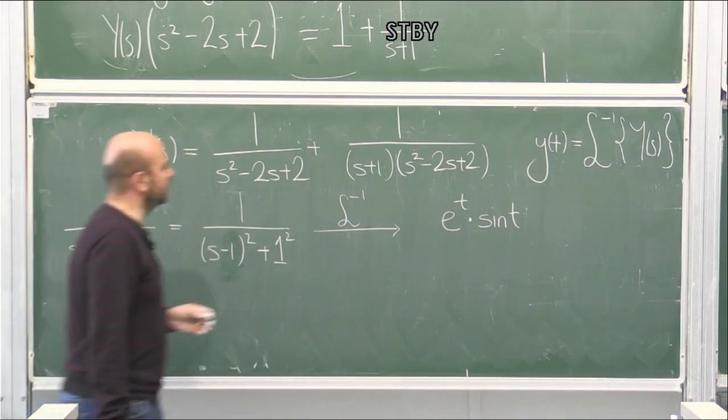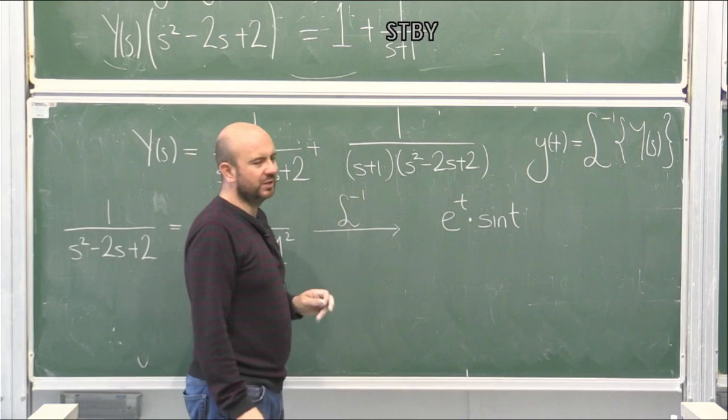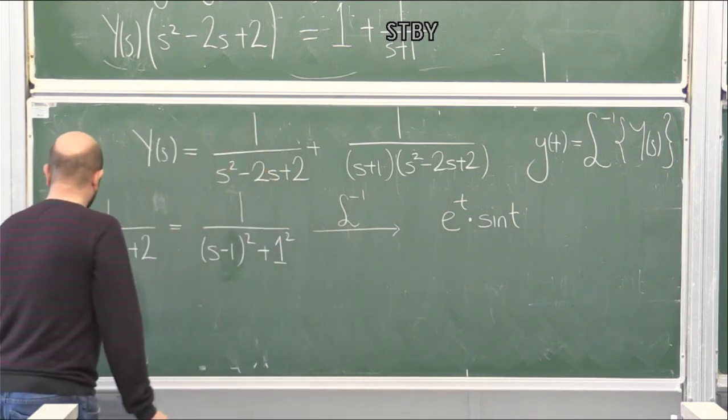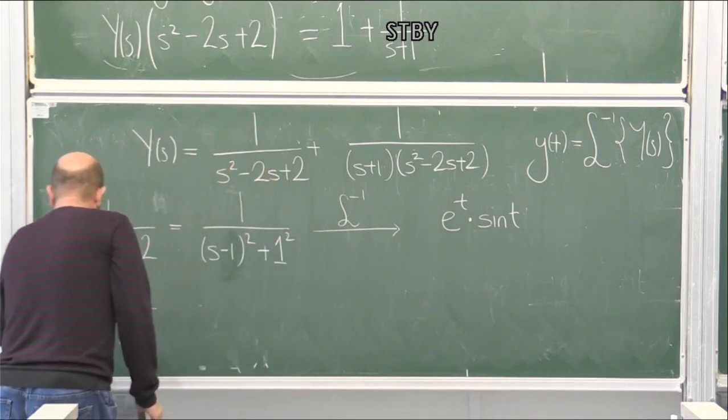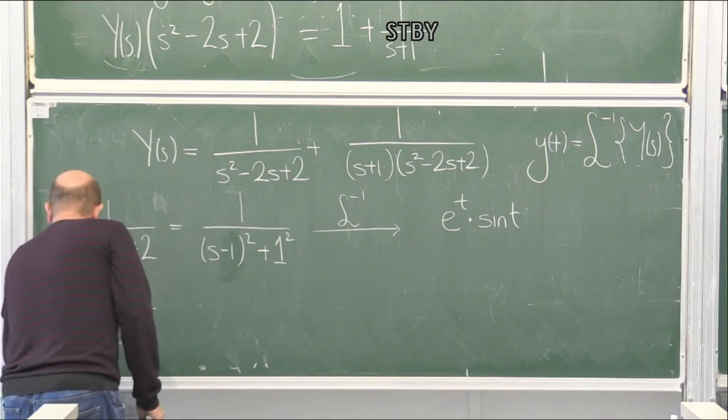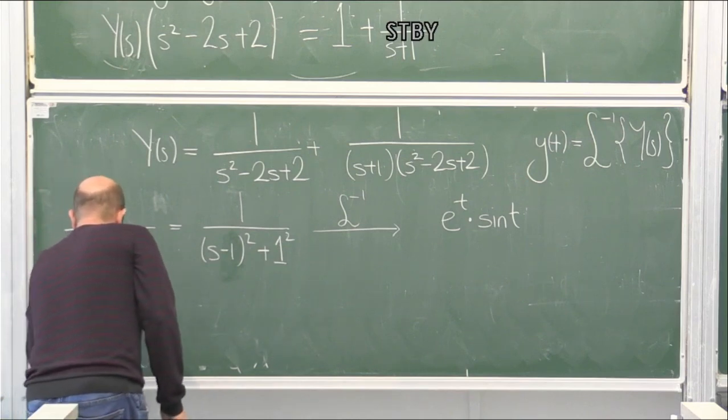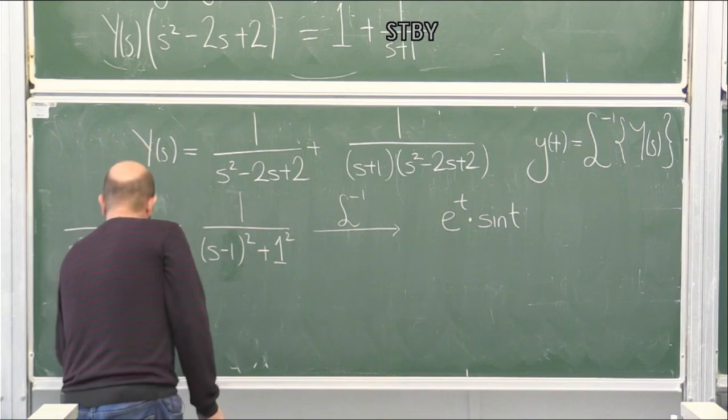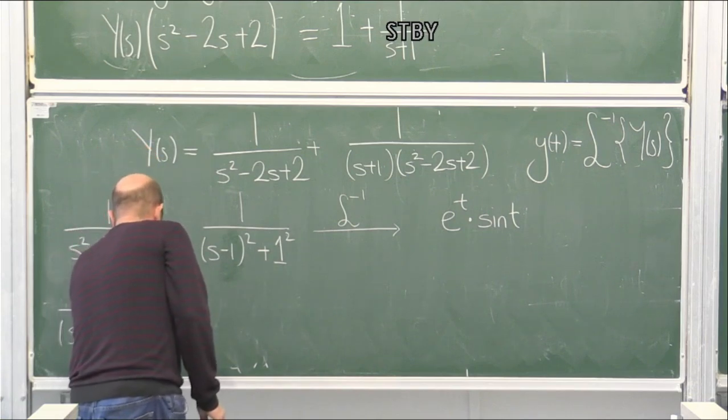Now let's come to the second part. Now second part can be factorized. How come? So s plus 1 times s squared minus 2s plus 2.